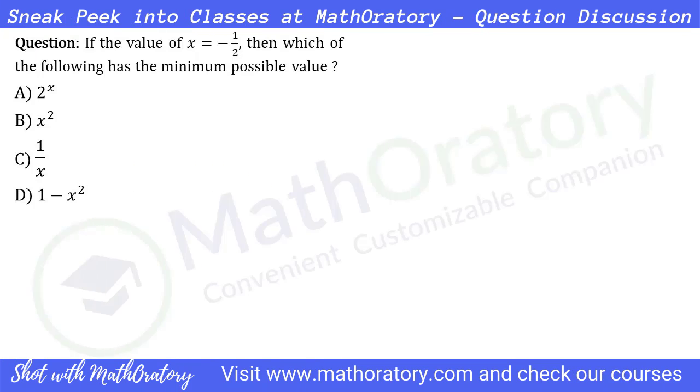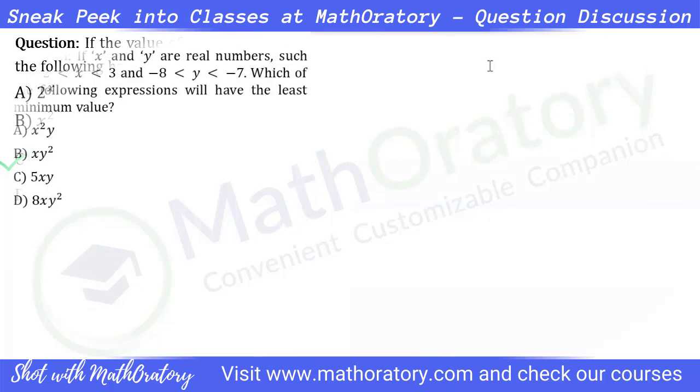It's pretty straightforward, and it was actually a CAT question sometime back. Which of the following has a minimum possible value? X is minus half. Any power of 2 will be positive. X square will anyhow be positive here. 1 by x will be negative, and 1 minus x square, because x is something fractional, so x square will also be fractional. So when you do 1 minus x square, that would be a positive value. So all of these are positive: A, B, and D. The only negative value here is C. So that should have the minimum value anyhow.